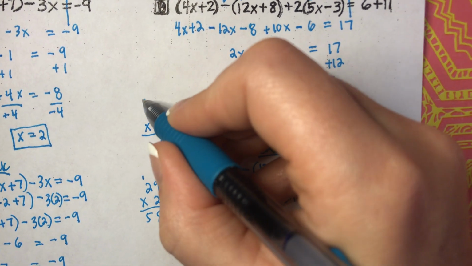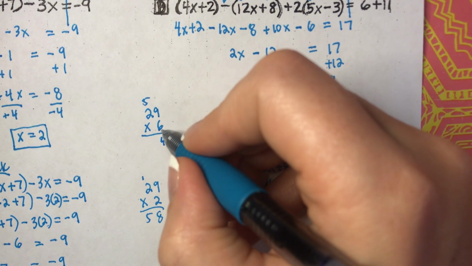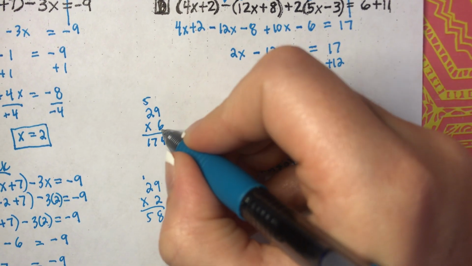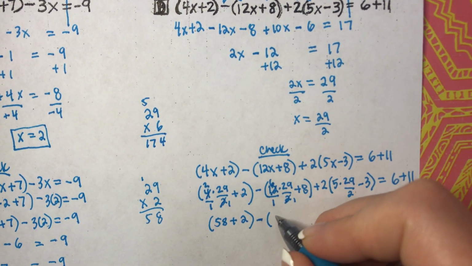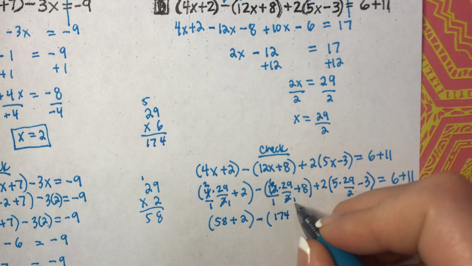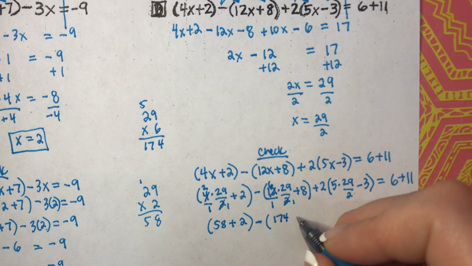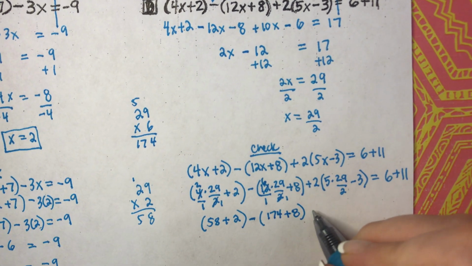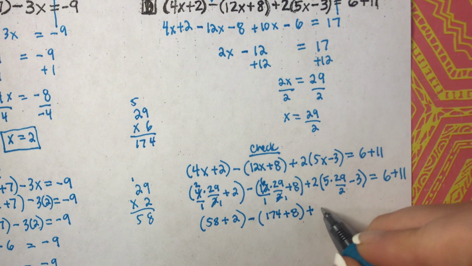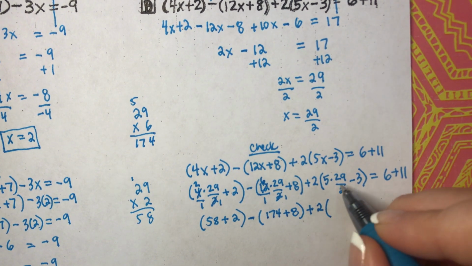Write the 4, carry the 5. 6 times 2 is 12, plus 5 is 17. So 174. And then 1 times 1 is just 1. 174 over 1 is just the same thing as 174. And then we add 8 here, plus 2 times, and then we need to make this a fraction.